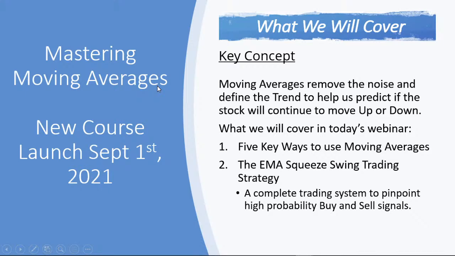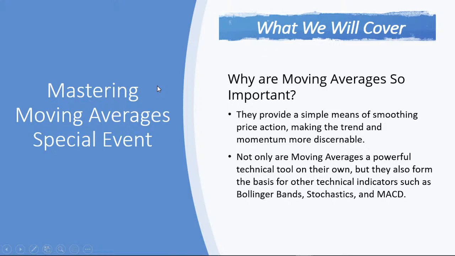Everything is built in here, so it is a complete trading system using multiple moving averages. Okay, so why are moving averages so important? They provide a simple means of smoothing price action, making the trend and momentum more discernible. Without moving averages, if you're just looking at price, a lot of times it's a little difficult to really identify true direction. I mean, that's what moving averages are for. Okay? They help us identify true direction, smooth out price action. Sometimes it's a little difficult with the naked eye to identify true momentum, true direction, simply by looking at price.